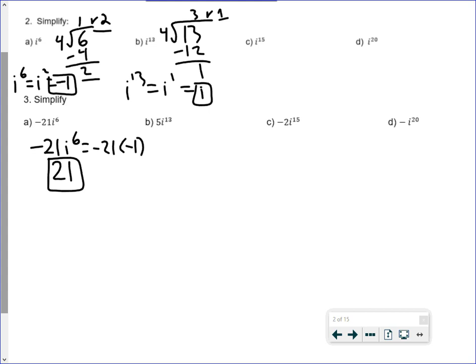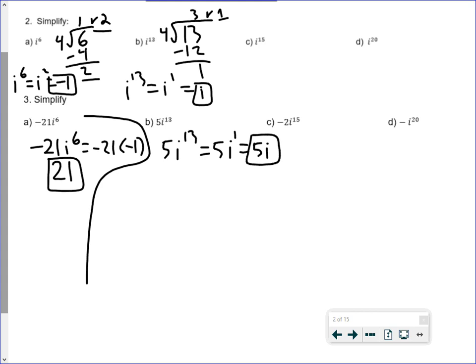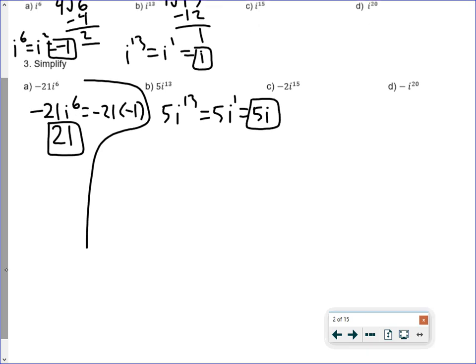For problem 3b, we're asking for 5i to the 13. On 2b, we solved i to the 13. So we can go ahead and replace 5i to the 13. Let's just divide that up a little bit. So we know 5i to the 13 is going to be the same thing as 5i to the 1st, or just 5i. All right. So let's keep going.